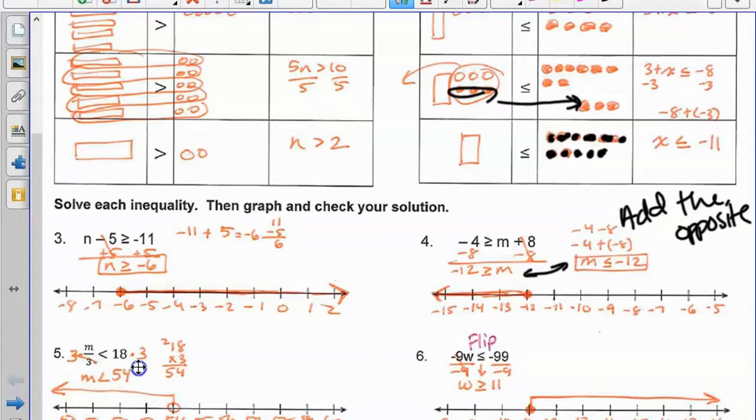Inverse of dividing by 3 is multiplying both sides by 3. Open circle, shade to the left. Reminder, it needs to be obvious that I know what your answer is. If I can't tell what your answer is, no credit. Alright, can't read, no credit.